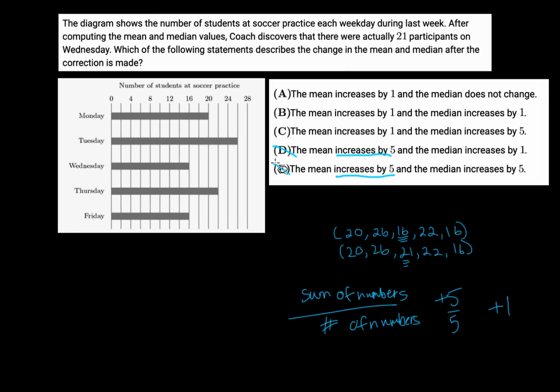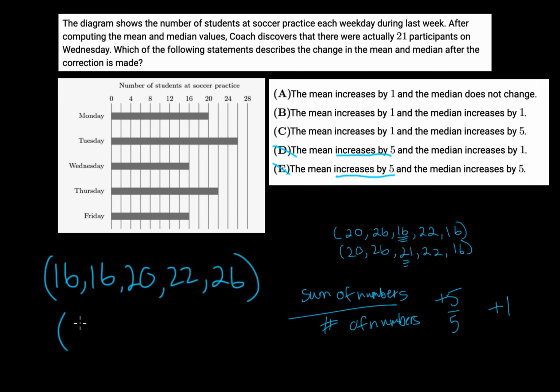Alright, so our median calculations are a little bit simpler. I'm going to bring these out here. Oh wait, you know what? It's fine. So here we can just rewrite them in order from least to greatest, which is how we find our median. So our median is the middle value. So 16, 16, 20, 22, and 26. 16, 20, 21, 22, 26.